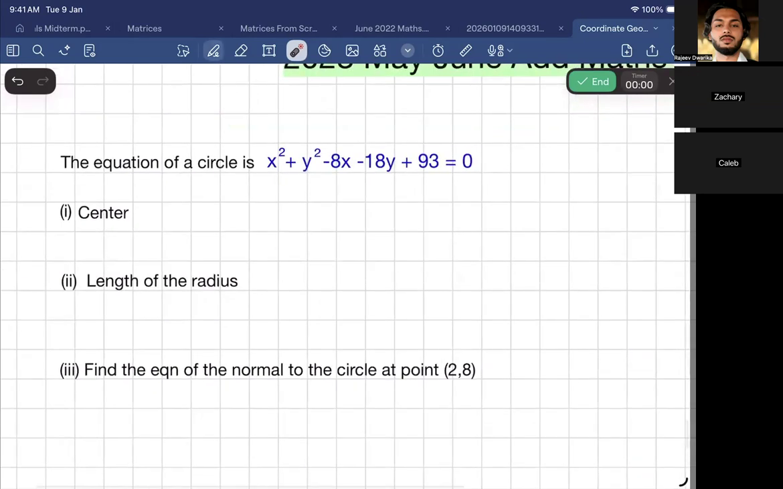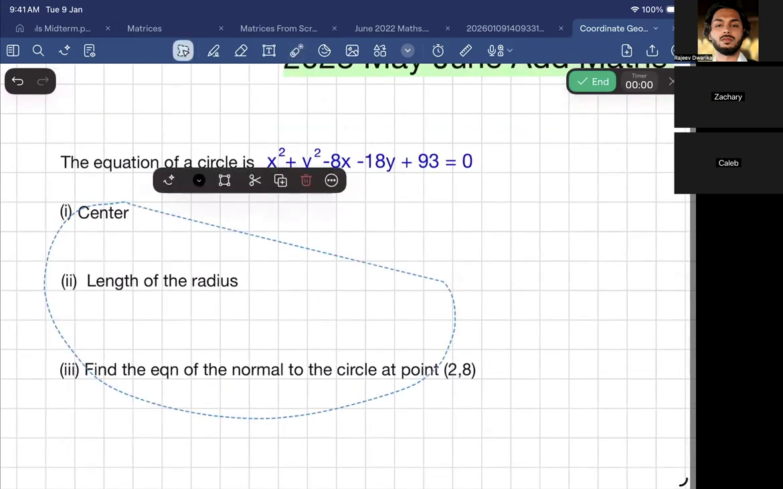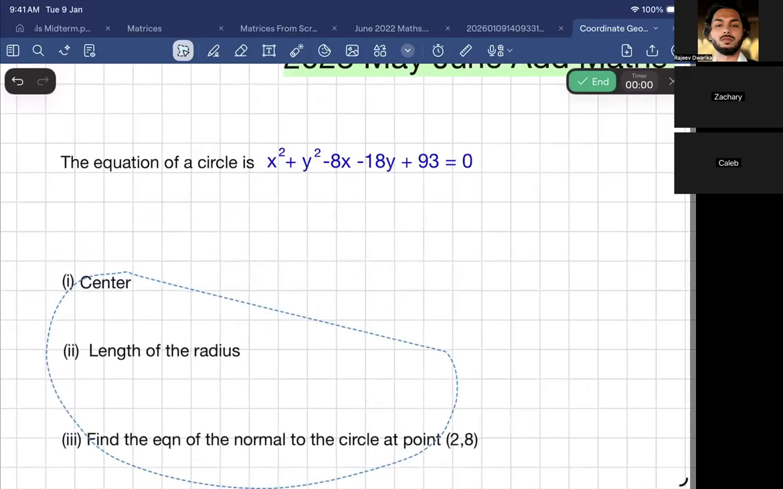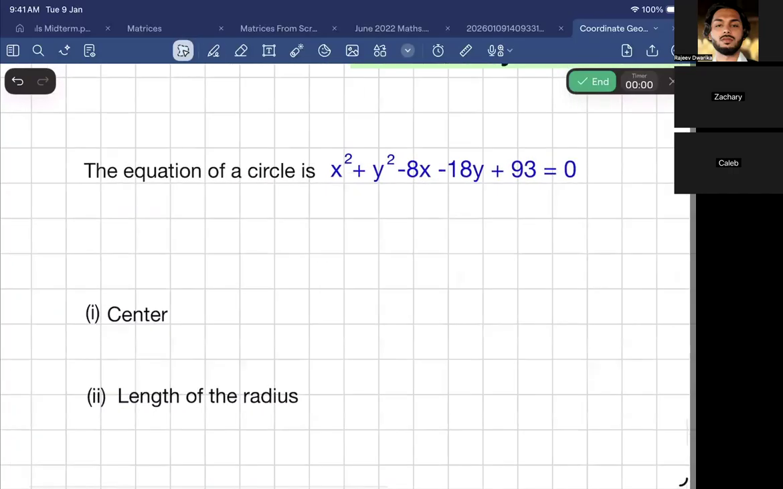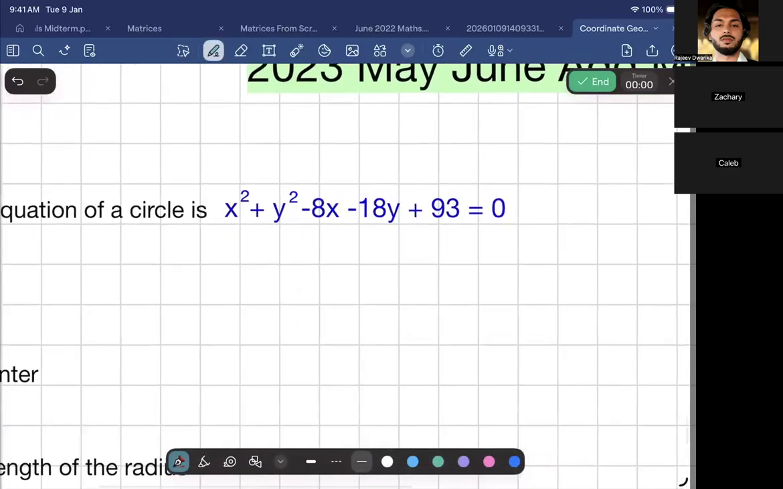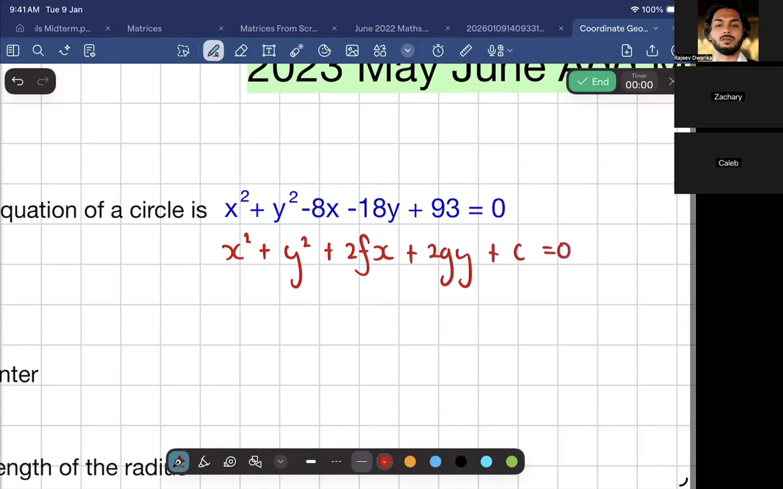First things first, Caleb, what form are you seeing here? Are you seeing the general form or the standard form of a circle? General form. So let's write down the general form. The general form is x squared plus, finish it for me. x squared plus y squared plus 2fx plus 2gy plus c equals 0. All right, good.